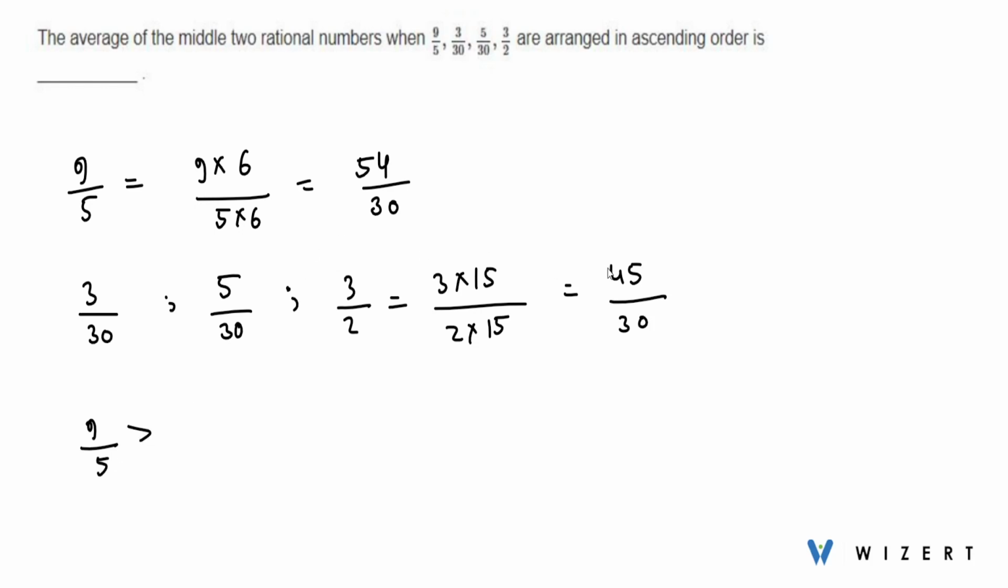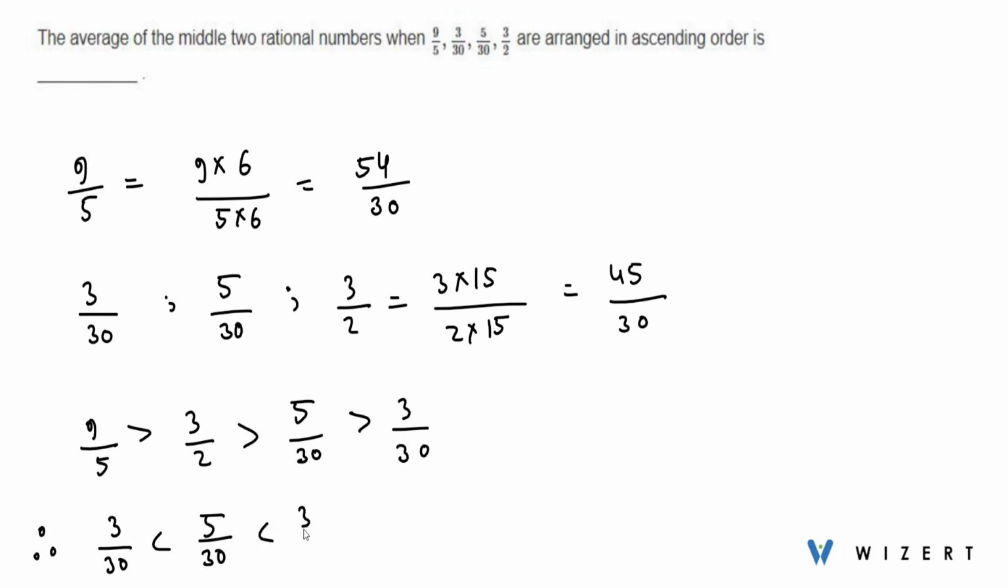After 54 comes 45, so it is equivalent to 3 upon 2. And then we have 5 upon 30, and finally 3 upon 30. Now we have arranged these four rational numbers in descending order, but in the question they have asked us to arrange them in ascending order. So the correct order will be 3 upon 30, then 5 upon 30, then 3 upon 2, and 9 upon 5.